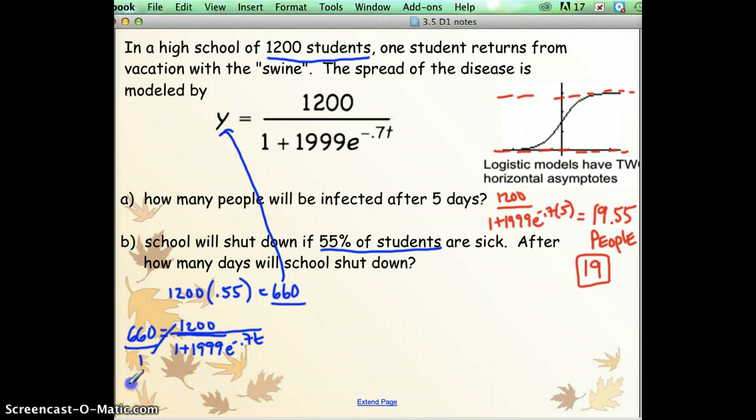So 1,200 equals 660 times all of this stuff. Okay, now I would not distribute the 660 through. Instead, I would divide by 660. Okay, so 1,200 divided by 660. Let's see what that is. That's about 1.82.